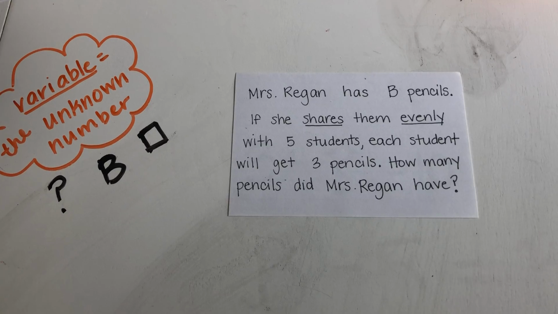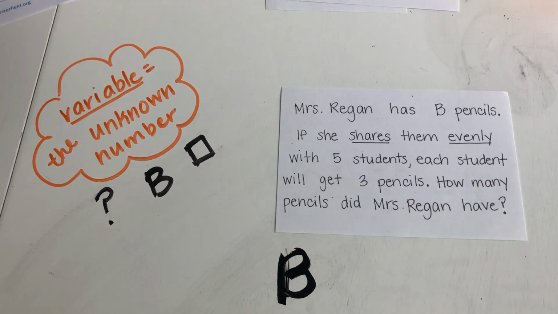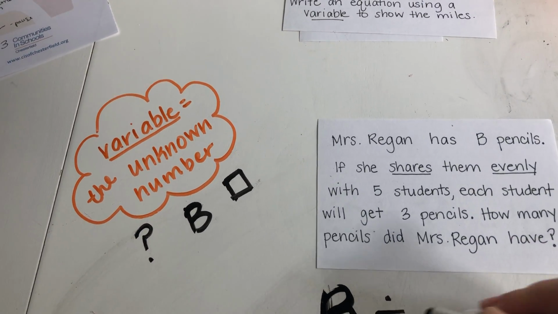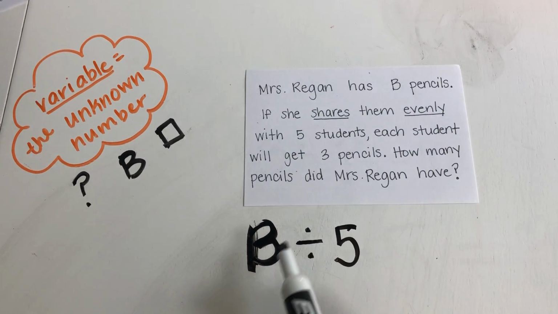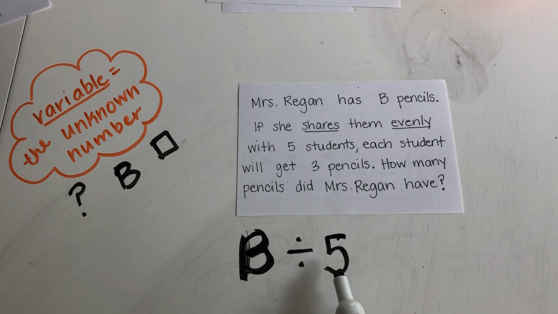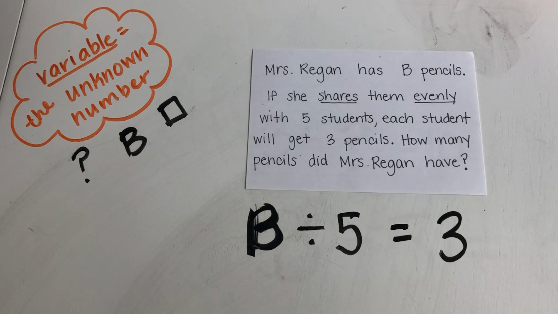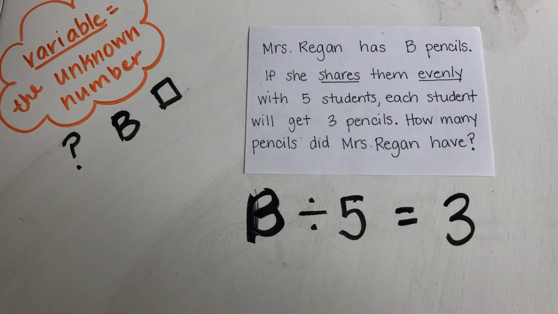Here's how we can work through the problem. Mrs. Regan has B pencils. If she shares them evenly, which to me feels like division, with 5 students. She has B pencils and she is sharing them with 5 students. Each student will get 3 pencils. At the end of my situation, a student is going to end up with 3 pencils. So that sounds like equals 3.